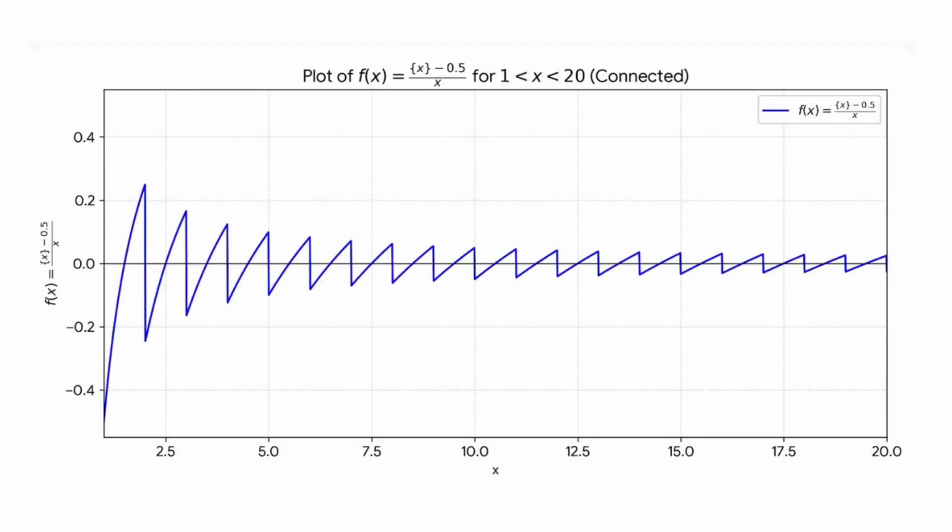Here's the plot of the integrand for x lying between 1 and 20. We see here that it has a sawtooth pattern with decreasing amplitude. It starts with a negative area between x is equal to 1 and x is equal to 1.5, then swings to the positive side between x is equal to 1.5 and 2, which partially cancels out the previous negative area. It then swings back to the negative side again between 2 and 2.5, which is then almost cancelled by the positive area from 2.5 to 3, and so on.